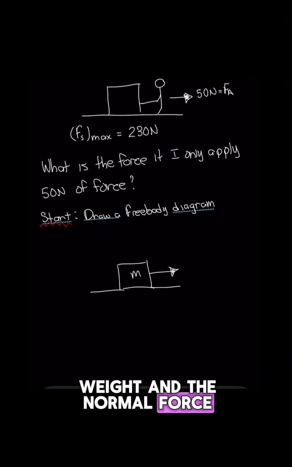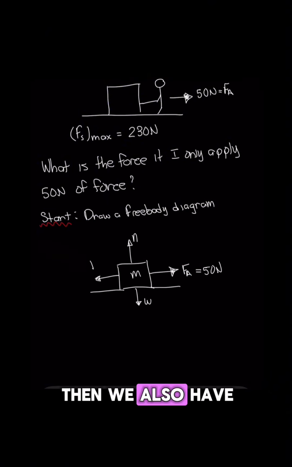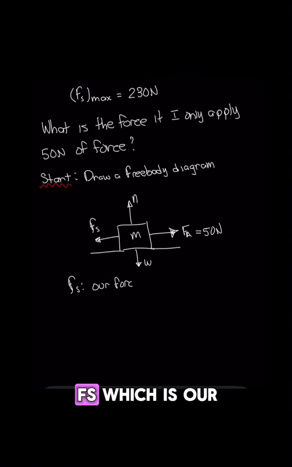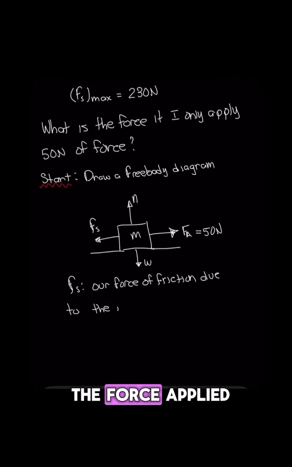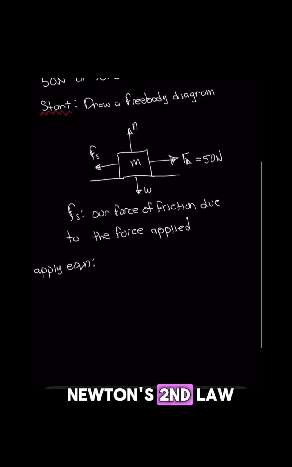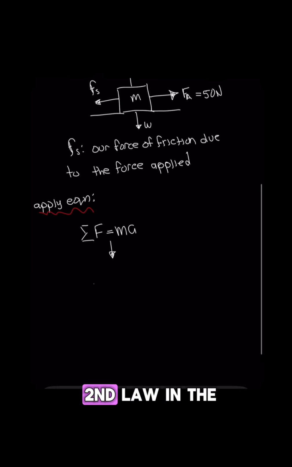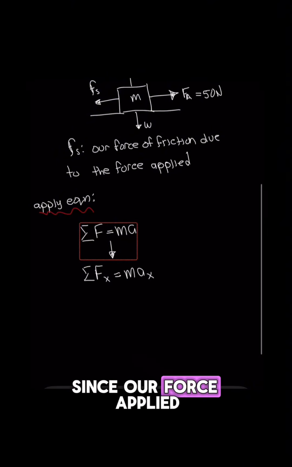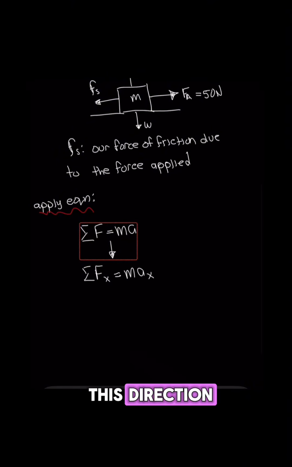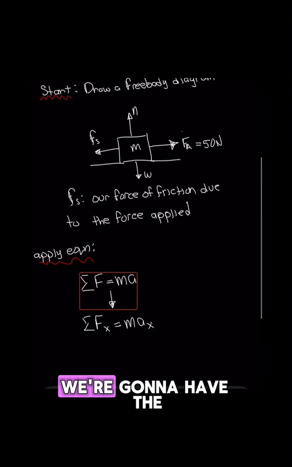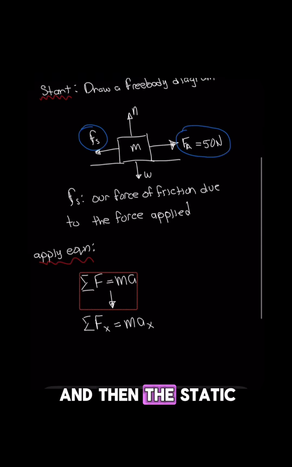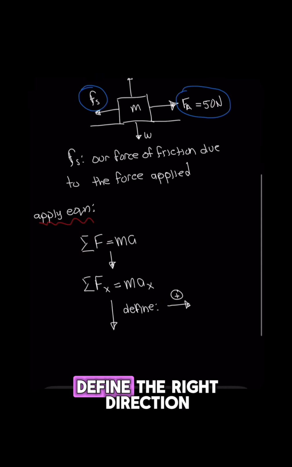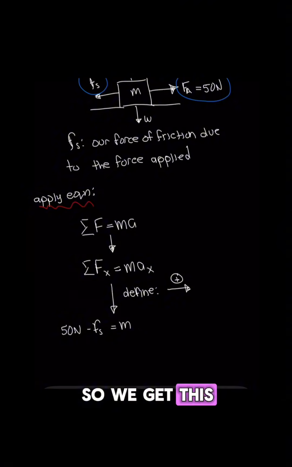So we have the weight and the normal force, and we also have the force applied. Then we also have the force of static friction, Fs, which is our force of friction due to the force applied. Applying Newton's second law in the x direction, since our force applied and force of friction are in this direction. If we look at our diagram here, we have the force applied and the static force of friction, and then we can define the right direction as positive, so we get this expression here.